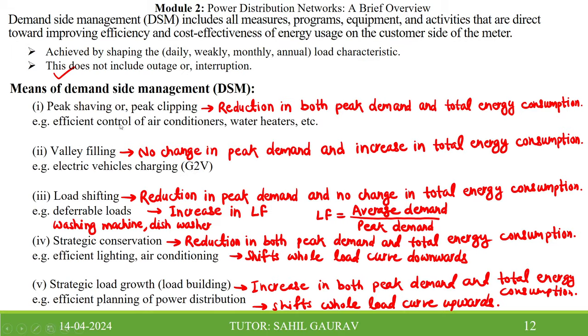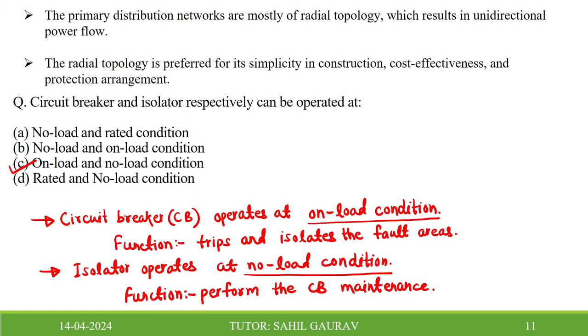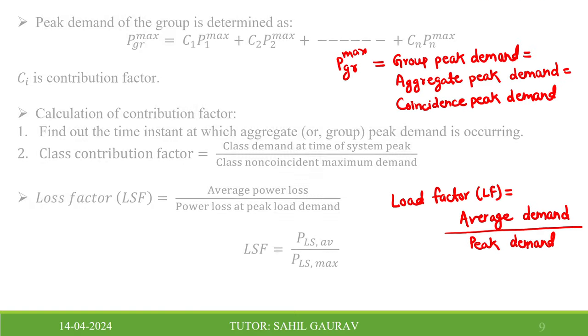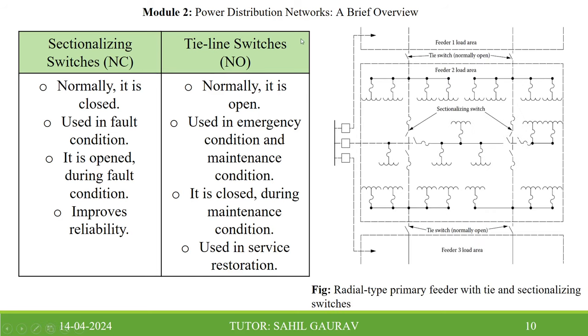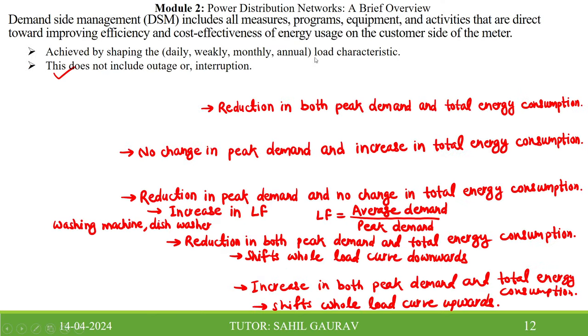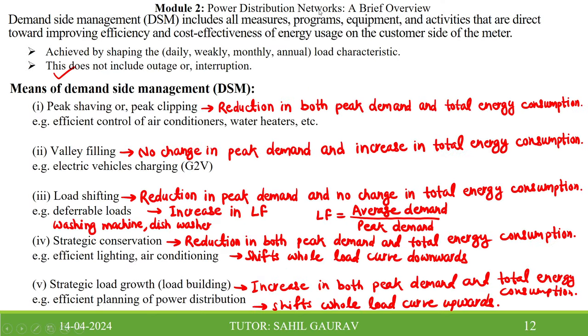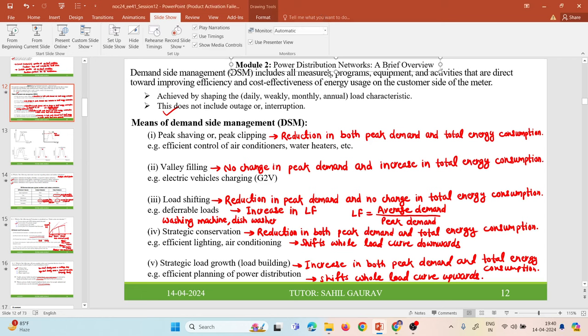So coming to the next module, that is power distribution network, a brief overview. Sorry, this is the second module. We have moved to the second module. This is power distribution network from the sectionalizing tie line switches. So there is no need to write here. I got confused.